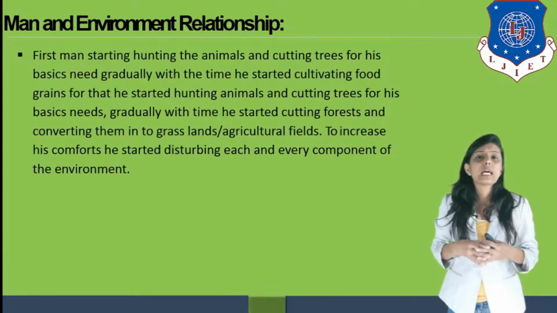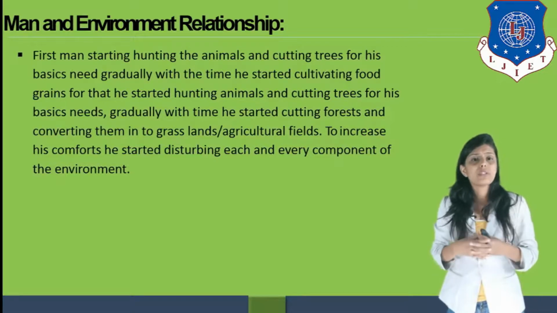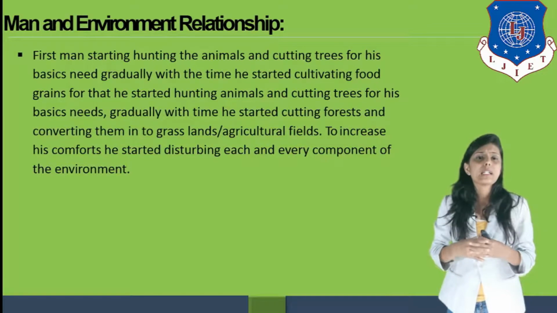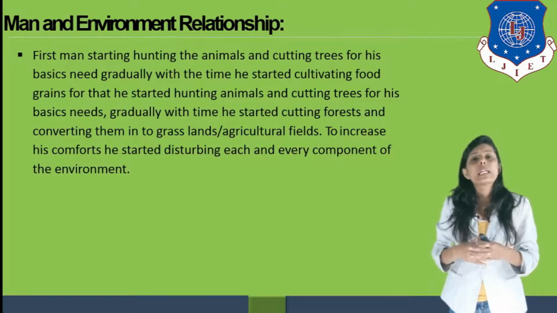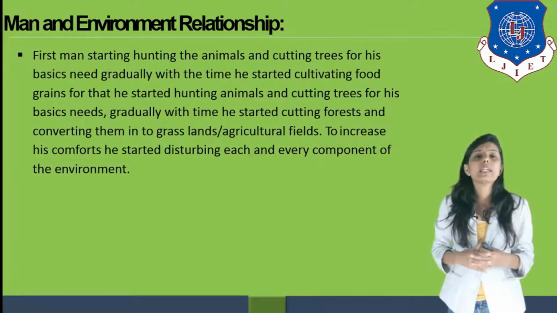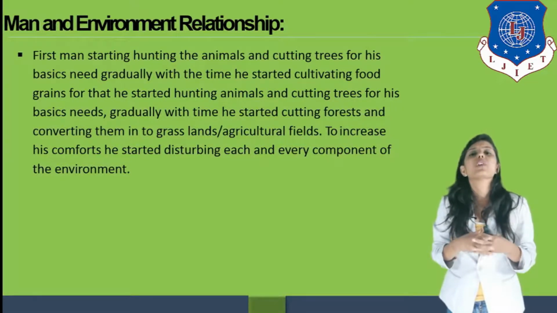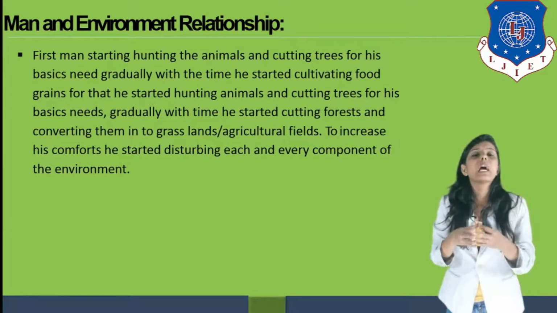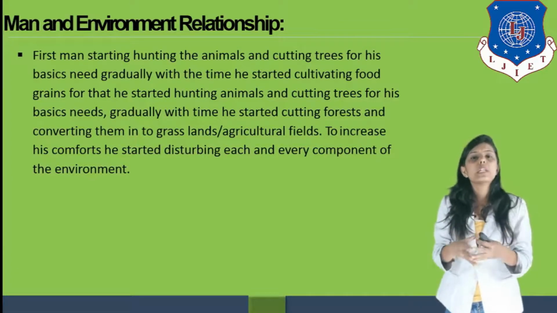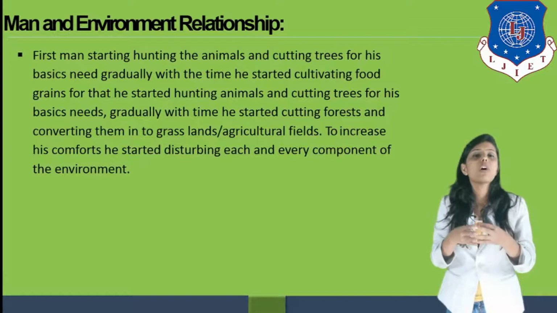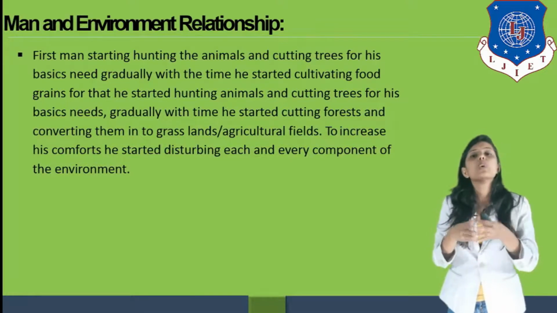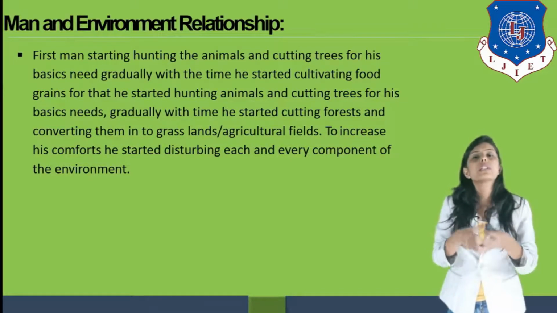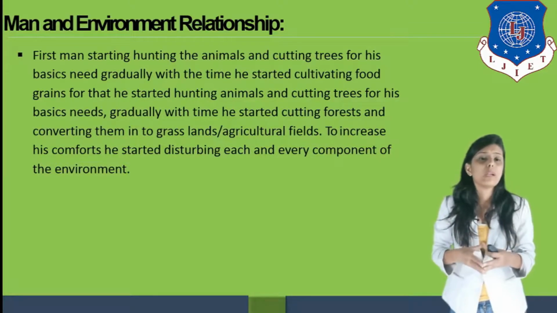First, man started hunting animals and cutting trees for his basic needs. Gradually, with time, he started cultivating food grains. For that, he started hunting animals and cutting trees for his basic needs. Gradually, with time, he started cutting forests and converting them into grasslands or agricultural fields. To increase his comforts, he started destroying each and every component of the environment.